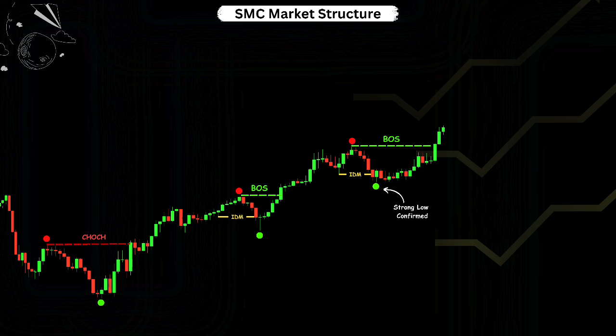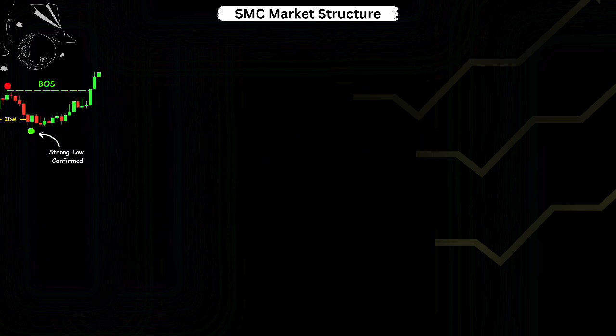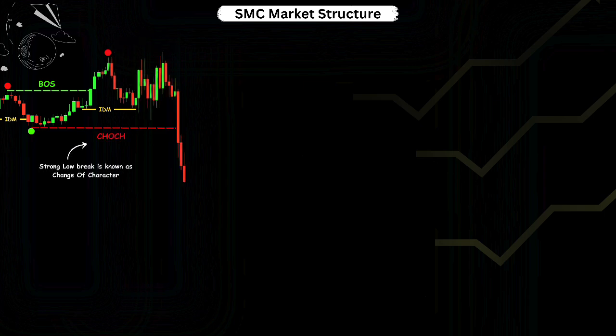And after the break of structure, the strong low is confirmed. After the break of structure, this becomes the new inducement. And once the inducement breaks, the weak high is confirmed again. But this time, the market directly breaks the strong low, which is known as a change of character, and the highest point will be known as a strong high.